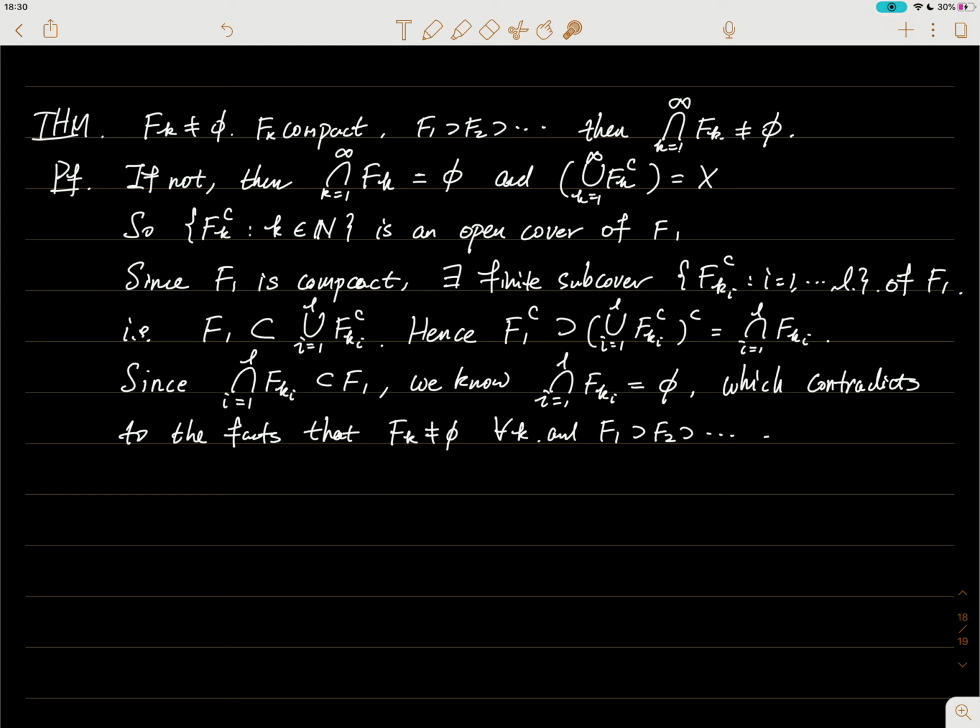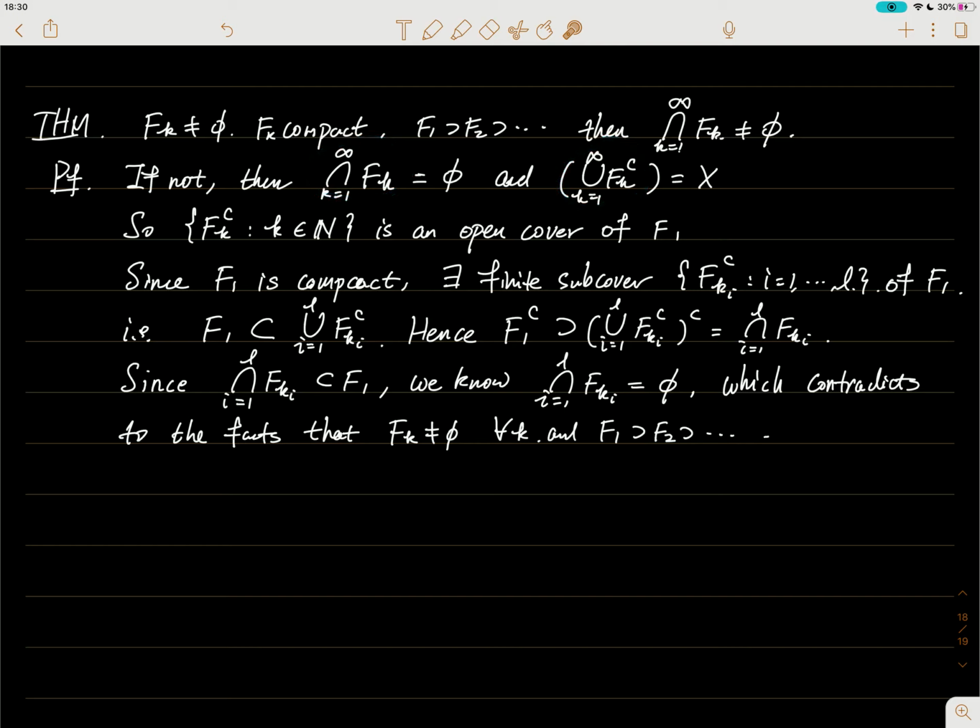To prove this, suppose the result is not correct, the claim is incorrect. In other words, this intersection is empty. If this is empty, then the complement of this will be the complement of the empty set, which is X. So the complement of this set will be just X. The complement of this, by De Morgan's law, is just the union of the complements of each one. And this will be equal to X.